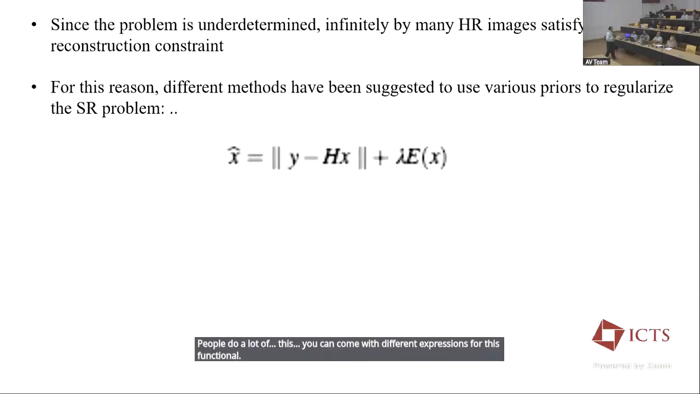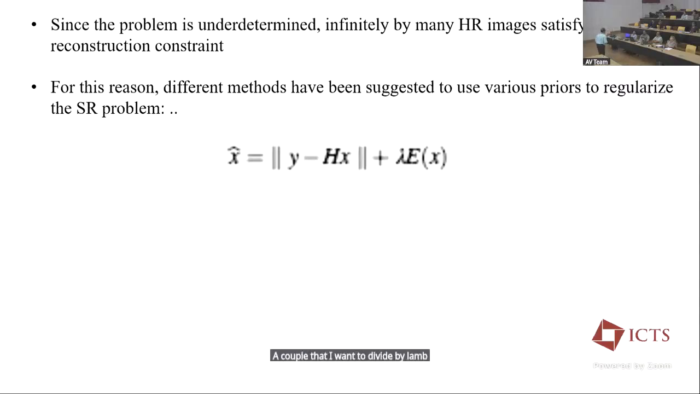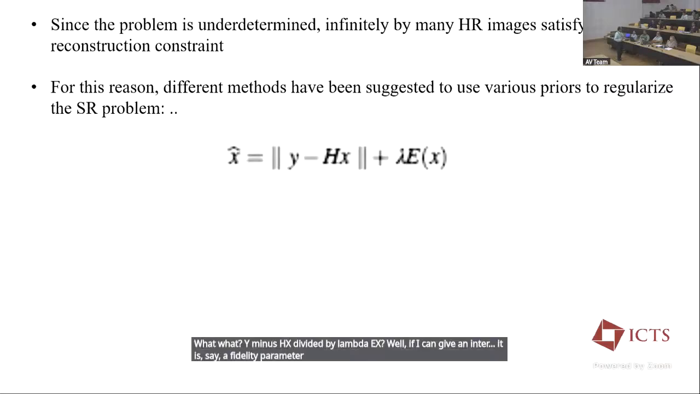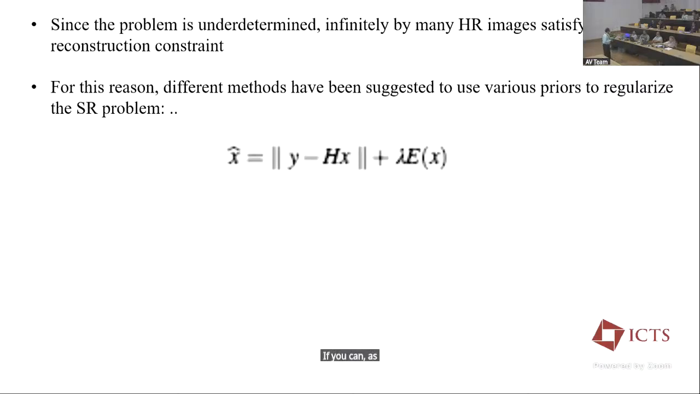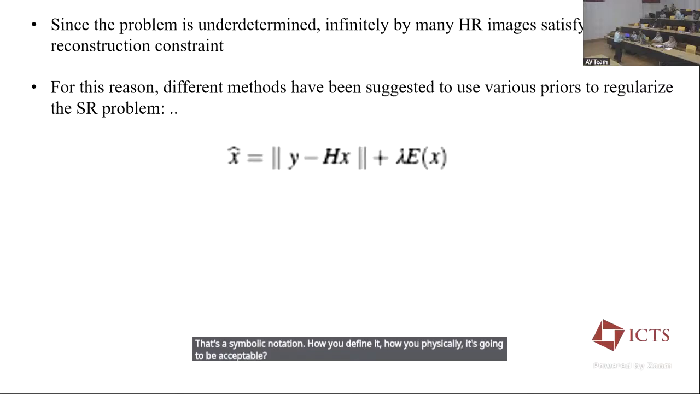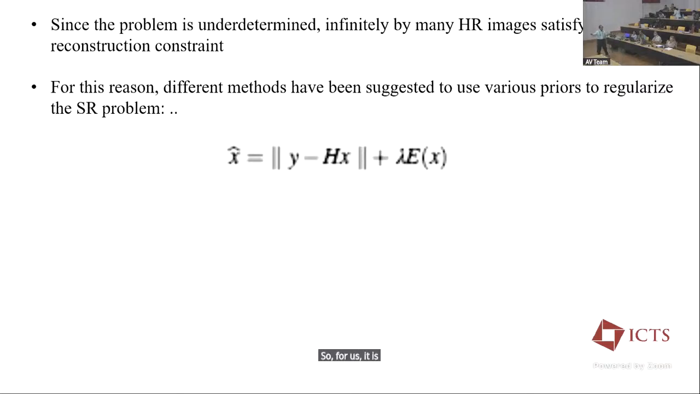Suppose I want to take the term ||y minus Hx|| divided by lambda. If I can give an interpretation, it is a fidelity parameter. How you would like to define this parameter is up to you, but you should give it a physical meaning. As long as you can make a physical meaning for the parameters, it is a symbolic notation, and how you define it is acceptable. For us, it is a standard framework of a regularization functional.